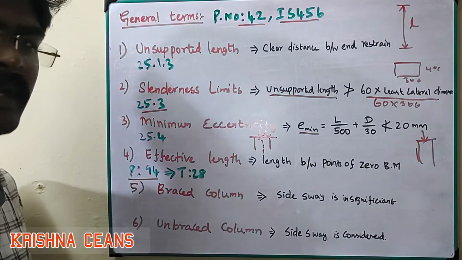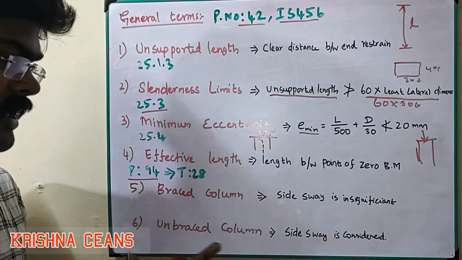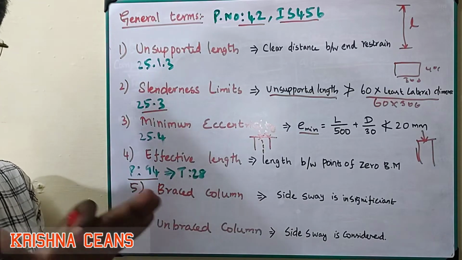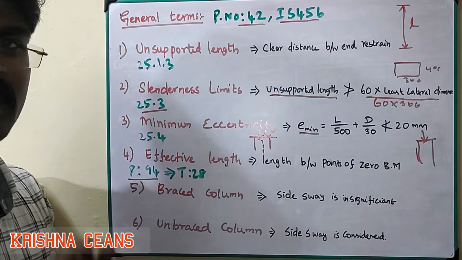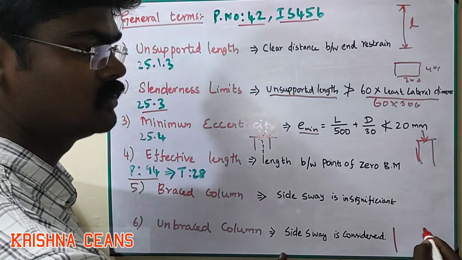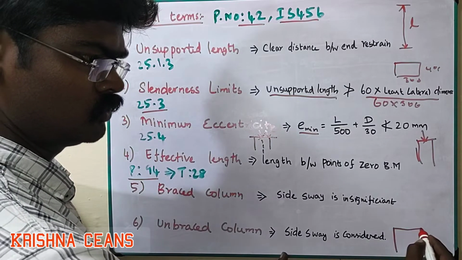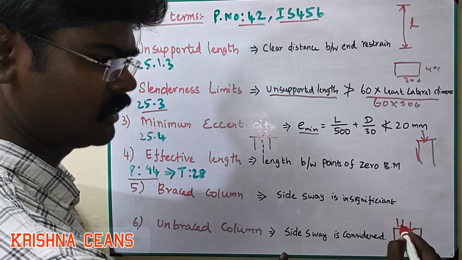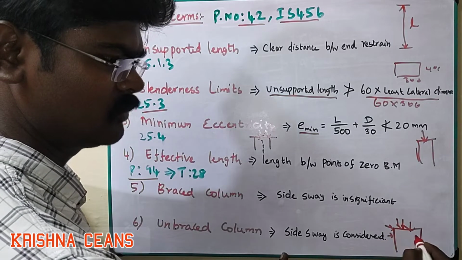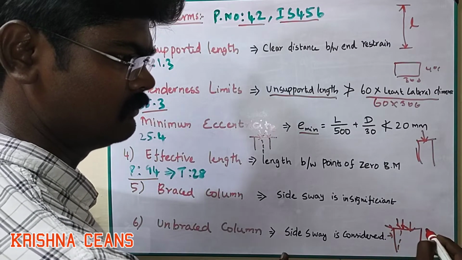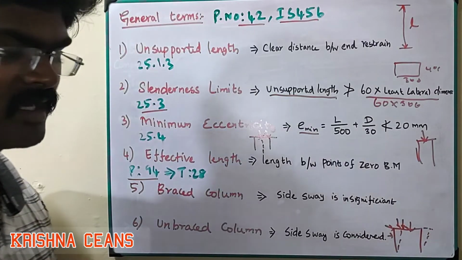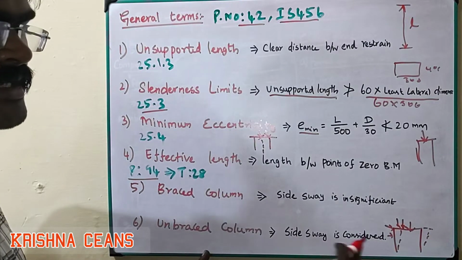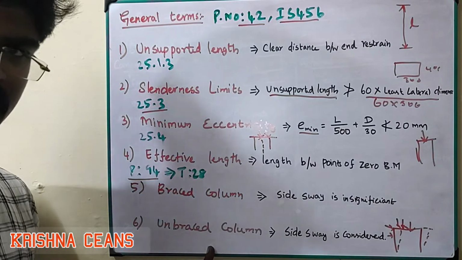Then the fifth one, braced columns and unbraced columns. An unbraced column is one where we have to consider the vertical load as well as the horizontal load. So these are the two columns. When we consider the vertical load and the horizontal load, the column will be deflected sideways also. If we consider sideways deflection, that column is an unbraced column.